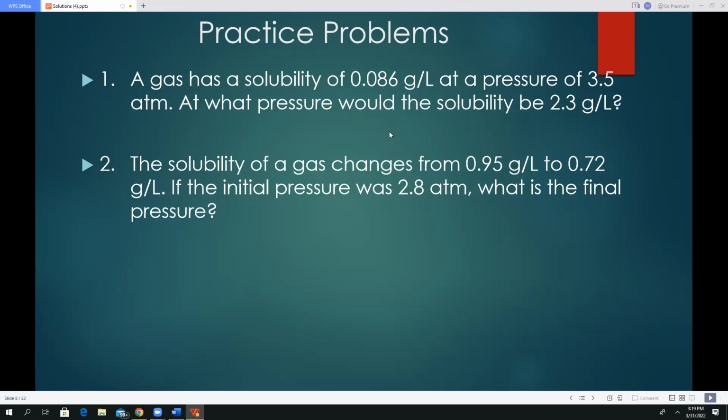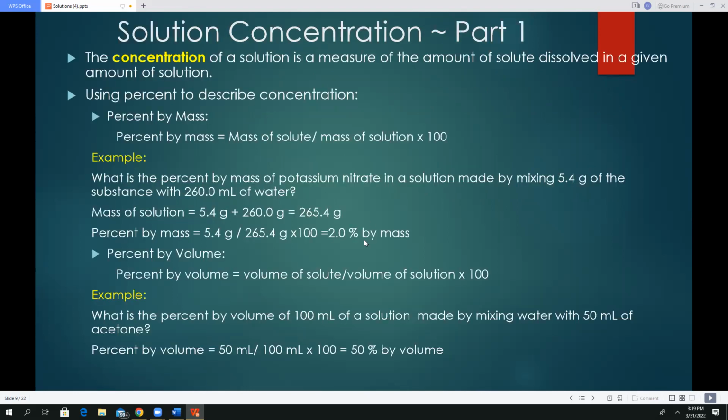is percent solution concentration by percent by mass. So basically the way this works is you measure the amount of solute dissolved in a given amount of solution. By amounts, we mean grams or kilograms or whatever it might be, that is mass, because this is by mass. So the mass of the solute divided by the mass of the solution times 100.